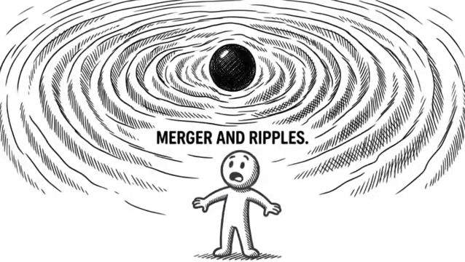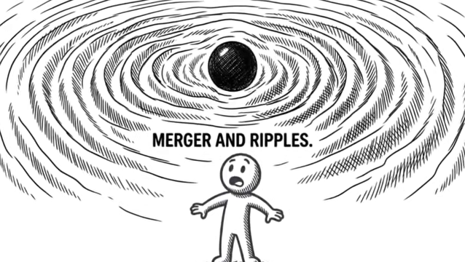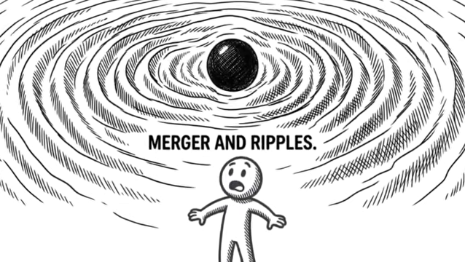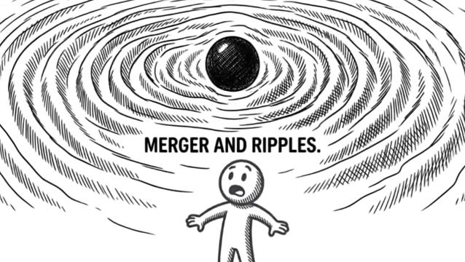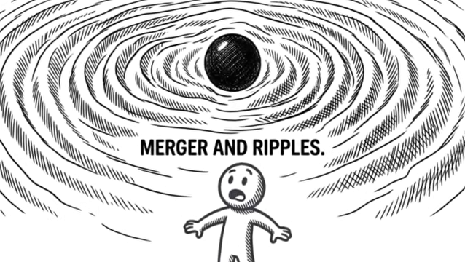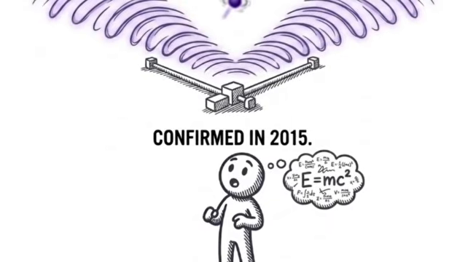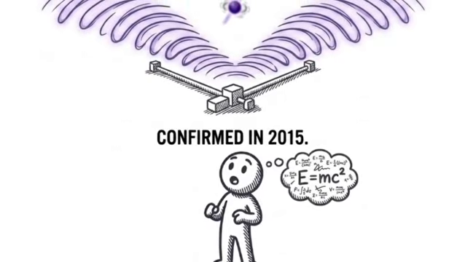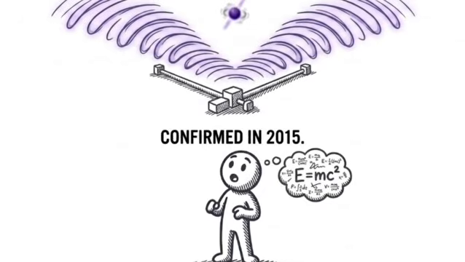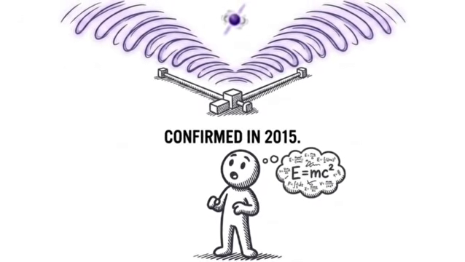When they finally collide, they merge into one larger black hole and release an enormous burst of gravitational waves that travel across space. In 2015, scientists directly detected these waves for the first time, confirming a prediction Albert Einstein had made a century earlier.